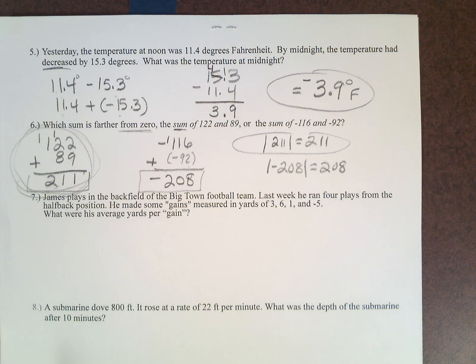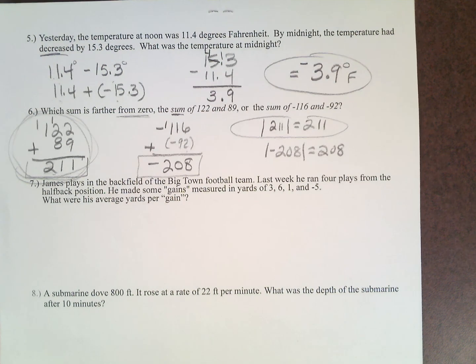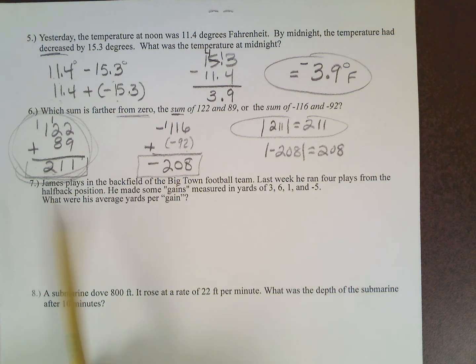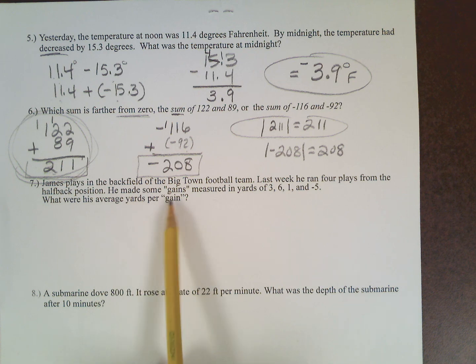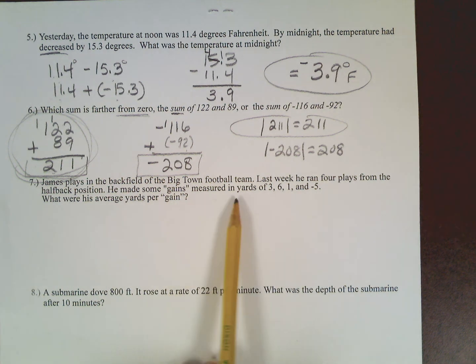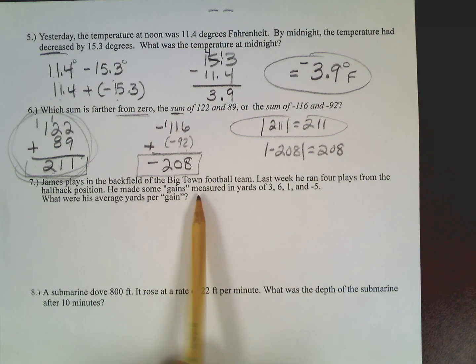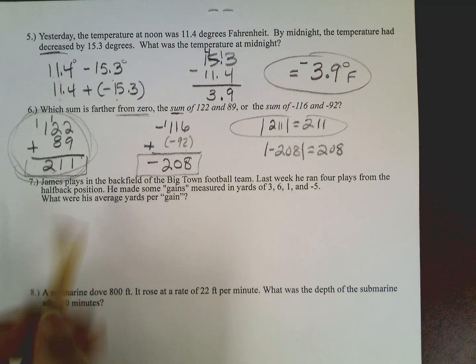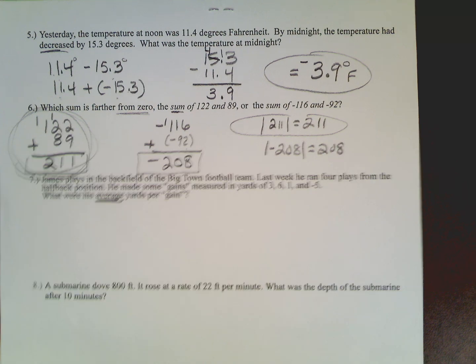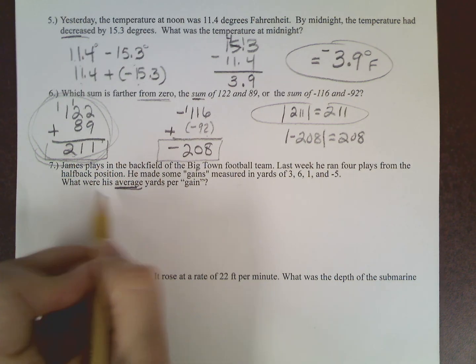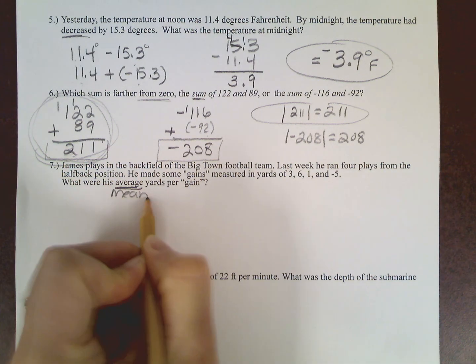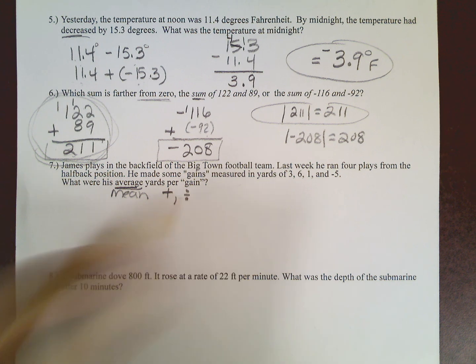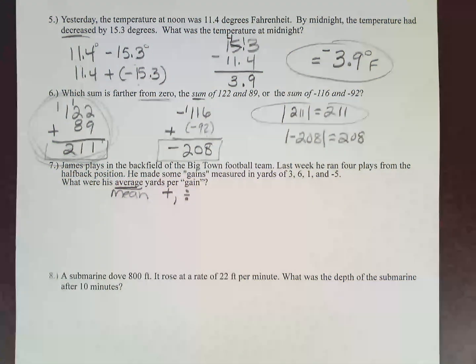All right, let's take a look at number 7. James plays in the backfield of Big Town football. Last week, he ran 4 plays from the halfback position. He made some gains, right? So some of them might be positive or negative since it's in quotes. Some might be losses, measured in yards of 3, 6, 1, and negative 5. What was his average? So if you forgot how to find average, which another word for average is the mean, you have to first add all your numbers and then divide by how many you added together.